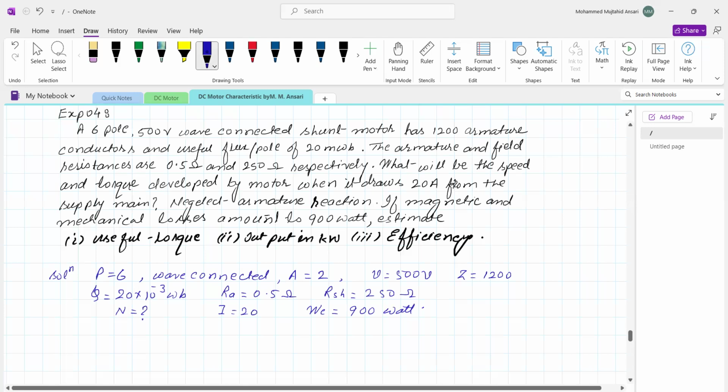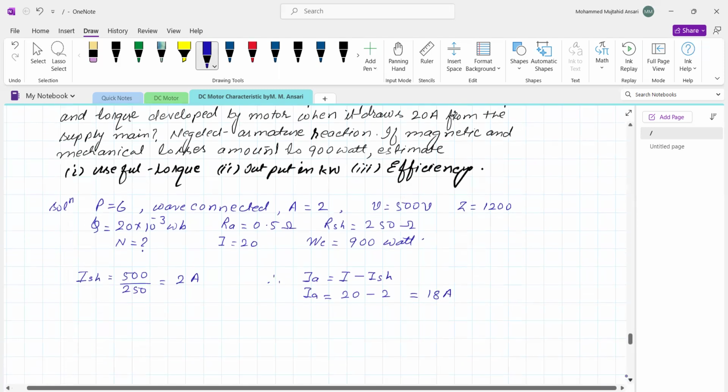So for the DC shunt motor, it is better to calculate the shunt field current first. So Ish is equal to 500 divided by 250, so it is 2 ampere shunt field current. And hence the armature current Ia, as it is a motor, is I minus Ish. We want to calculate at 20 ampere, so 20 minus 2, it is 18 ampere is the armature current at which we want to calculate the different data.